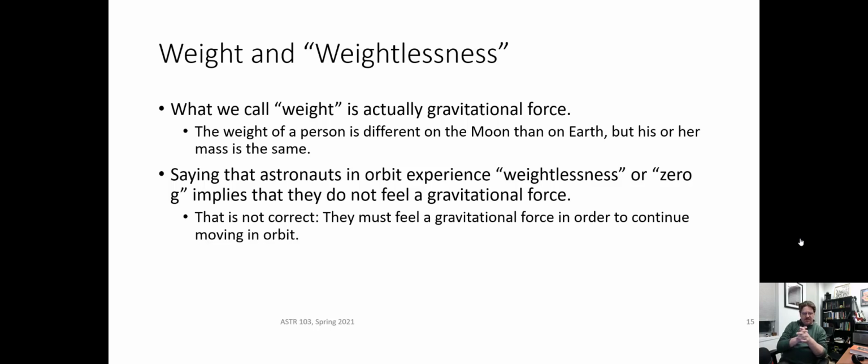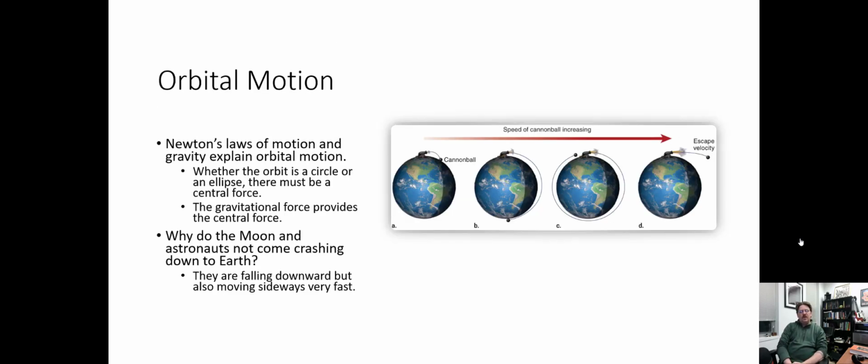That weightlessness is sort of a misnomer. They do have weight because there is a force acting upon them, but the appearance of having no force acting upon them is related to centripetal acceleration and what I was talking about before. So, which is related to orbital motion. Ultimately, so let's talk about orbital motion.